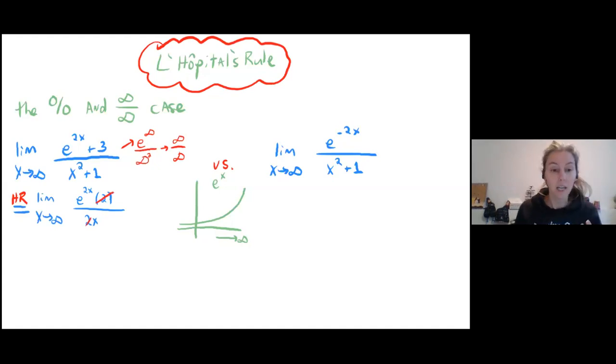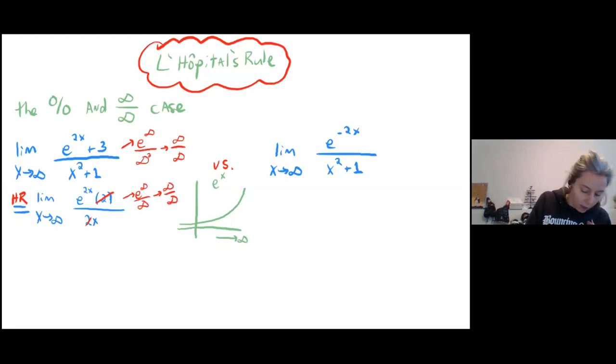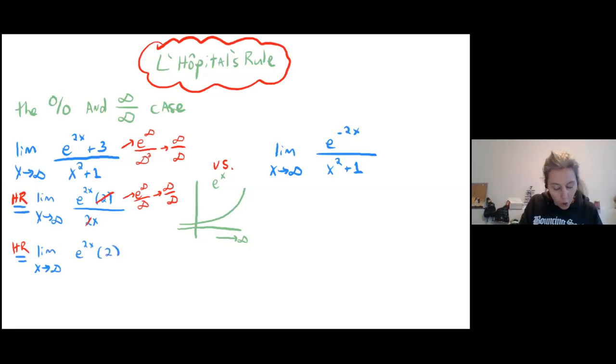So we're now going to see what happens when I plug in infinity. And the answer is that once again, I end up with e to the infinity over infinity, which is infinity over infinity. So I can use L'Hopital's rule again. So here equals, using L'Hopital's rule, the limit as x approaches infinity of e to the 2x, chain rule again, times 2, all divided by 1. And now when I plug in, I end up with infinity, and that is my final answer. That is no longer an indeterminate form.